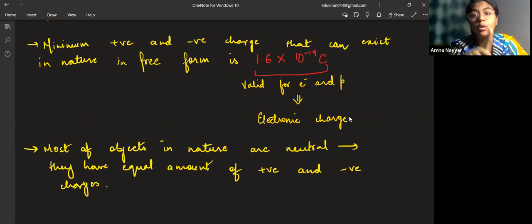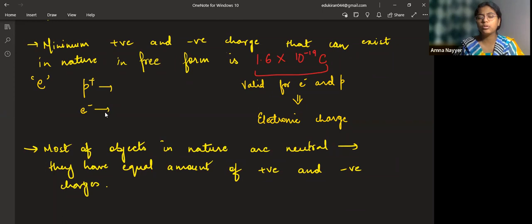First one is this, the electronic charge. Many times, class, this value is not directly written as electronic charge; it will be written simply as the letter E. E means electronic charge. Wherever E is written, simply replace E with the number 1.6 into 10 to the power minus 19.